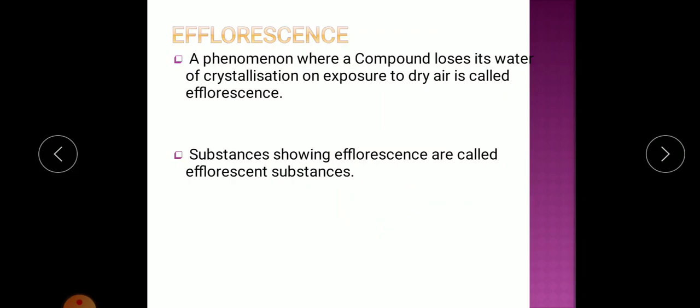Next, a very important term, efflorescence. What does it mean? A phenomenon where a compound loses its water of crystallization on exposure to dry air is called efflorescence. Substances showing efflorescence are called efflorescent substances. So the substance which undergoes such a process we call an efflorescent substance.